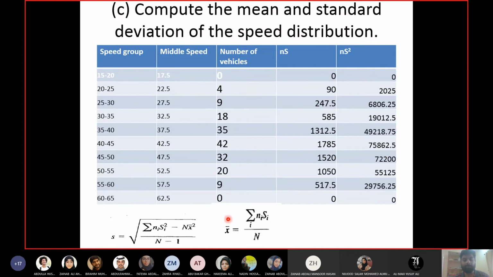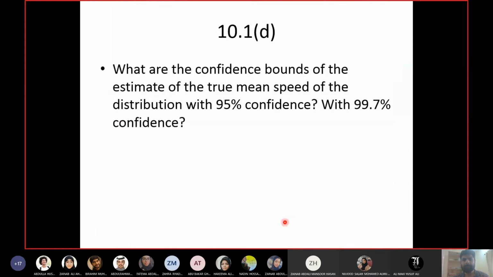So first of all, you will find the mean, because mean is required here as well in the standard deviation equation. So you find out the mean, and then you find out the standard deviation values, and it's 169. Mean is 42.05, and the standard deviation is 8.12 miles per hour. Okay. So these we are just putting the values in the equation.